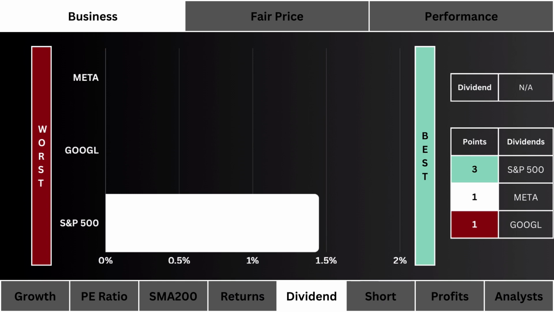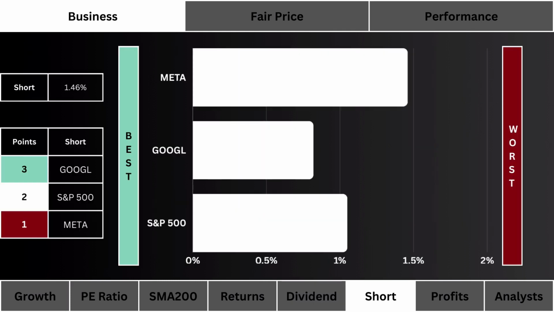Let's look at dividends. Which stock pays you the most to hold their shares? It's important to note that a real long-term investment means getting paid to own instead of just selling the stock for a profit.